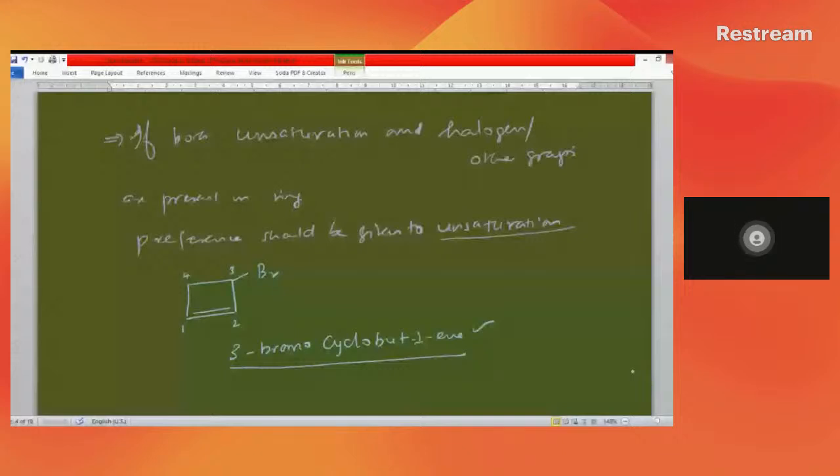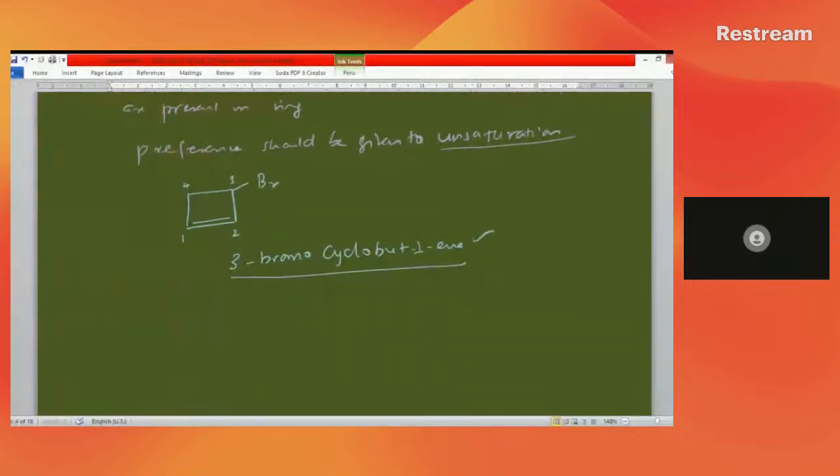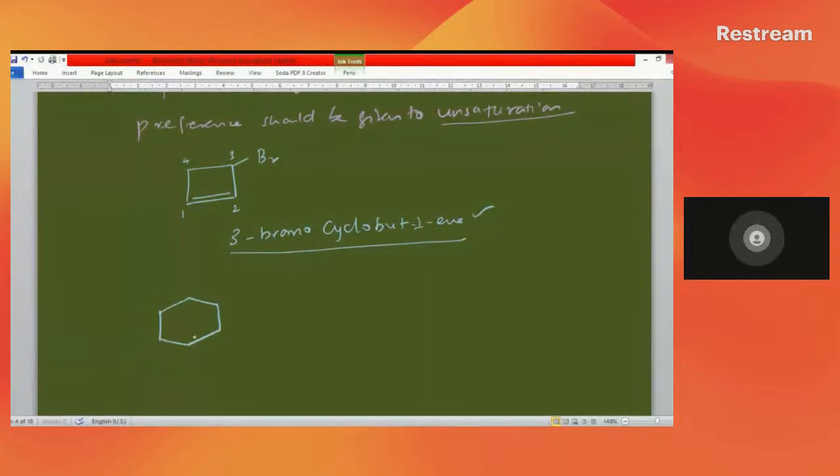Consider the other one. If it is the case, having the double bond here, and there is a presence of Cl. Now the rule says that 1, 2, 3. So it must be called cyclohex-1-ene. The chloro is present at which position? Third position. So it is to be called 3-chlorocyclohex-1-ene. Is it clear?